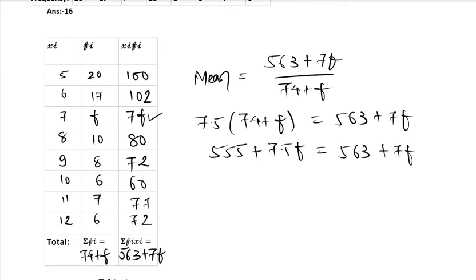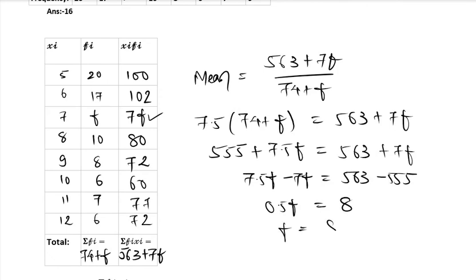Okay, so 7.5f minus 7f is equal to 563 minus 555. So 0.5f is equal to 8, and f is equal to 8 upon 0.5, which is 80 by 5, which is 16. So the missing frequency is 16, and absolutely correct answer we have got over here, right?